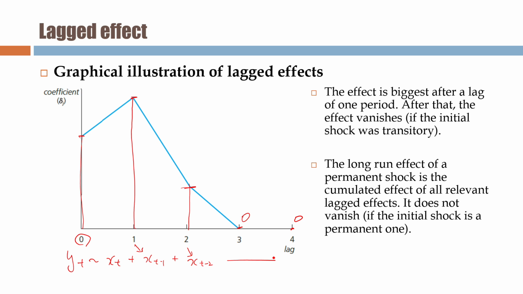So this is just a simple example. Maybe you can have a positive effect here, or sometimes the current one is the biggest and then it's going down, or sometimes the second is the biggest. So a lot of different things can happen here. We don't know. That's why we have to learn the regression.